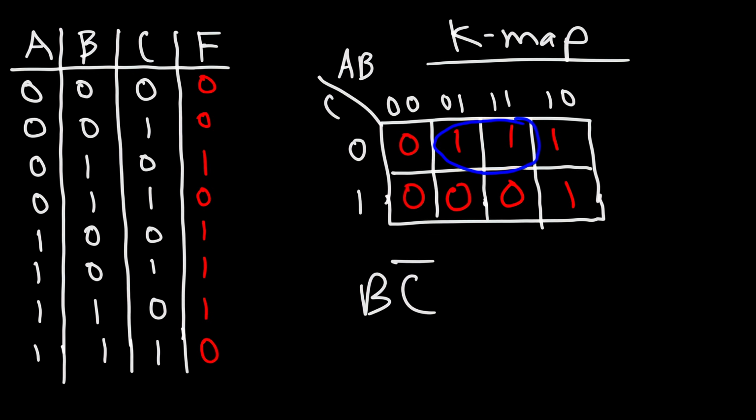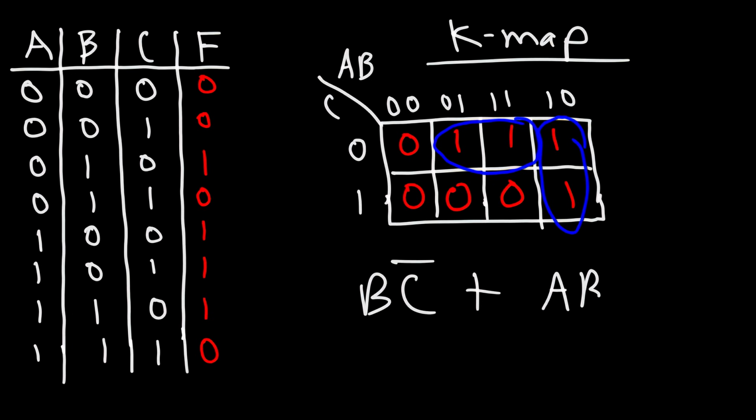Now let's move on to the next pair of 1s. So let's put an OR symbol represented by the plus sign. So for the second pair of 1s, what variables do not change? Notice that C changes. So for this pair of 1s, it is independent of C. But notice that AB is the same. A is 1, B is 0.